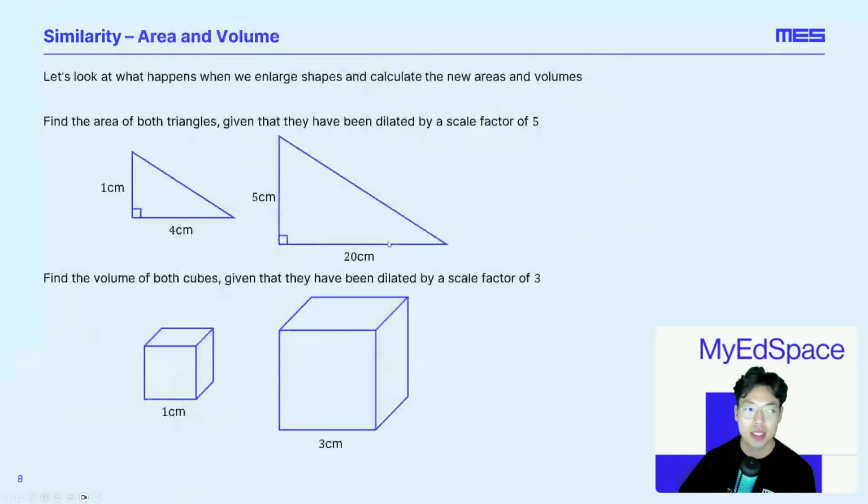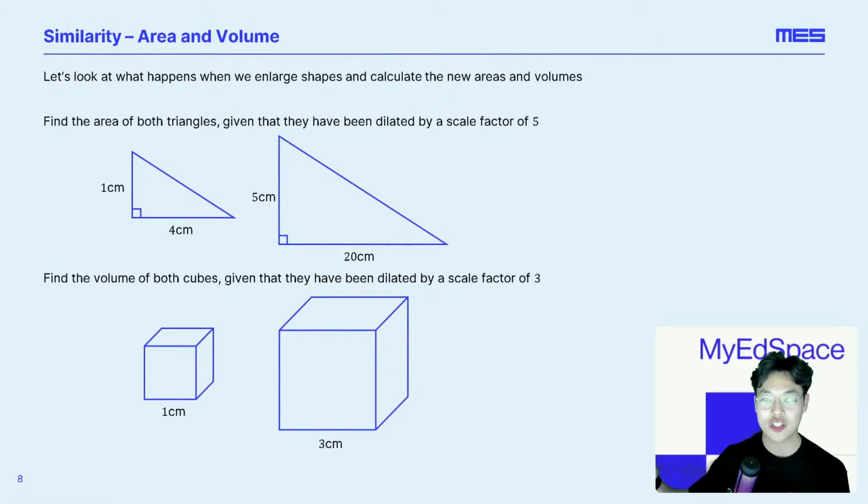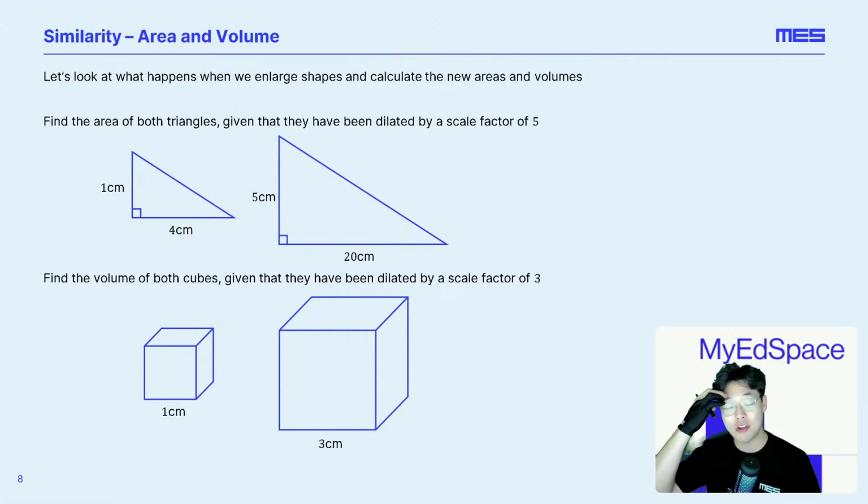All right, here we go. This is where we start to have some fun. So let's look at what happens when we enlarge shapes and calculate the new areas and volumes. Find the area of both triangles given that they have been dilated by a scale factor of 5.